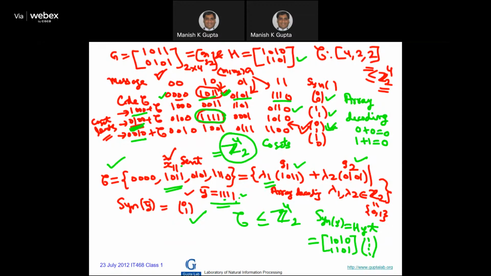Now, from that formula, you know that G is [I_2 | A], where A is 1 1 0 1. H is [minus A transpose | I_(n minus k)]. So can you find that H is the same thing that is written there? You can clearly see that H is that, from the formula.